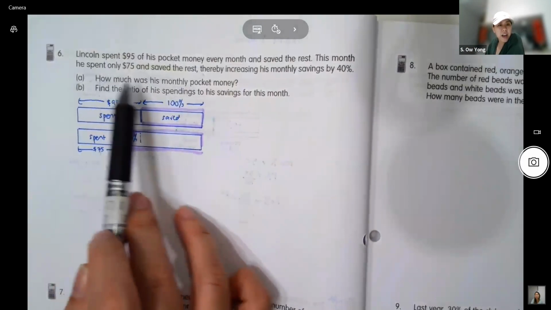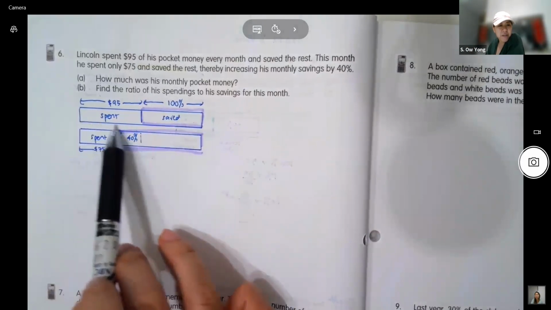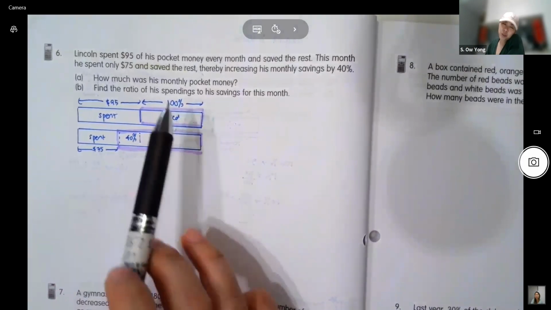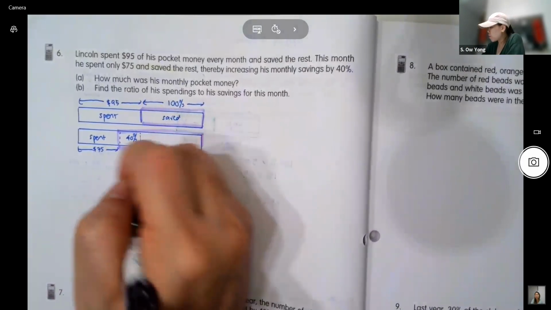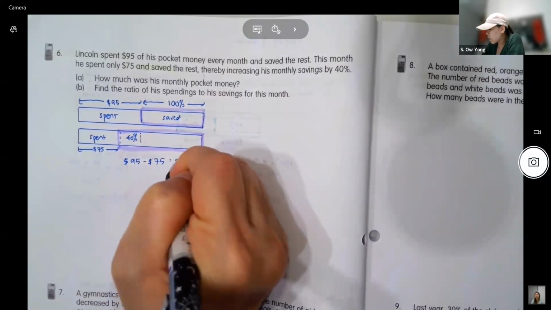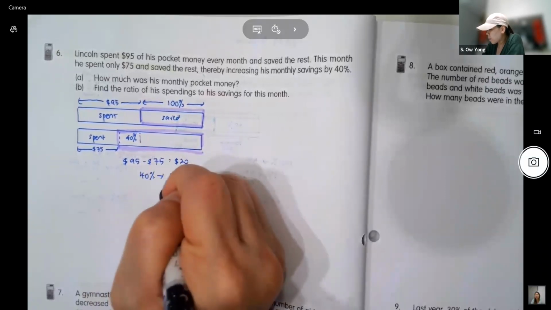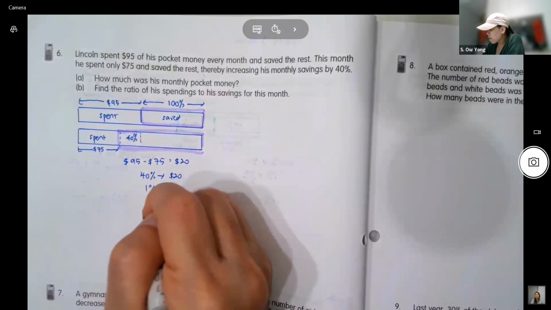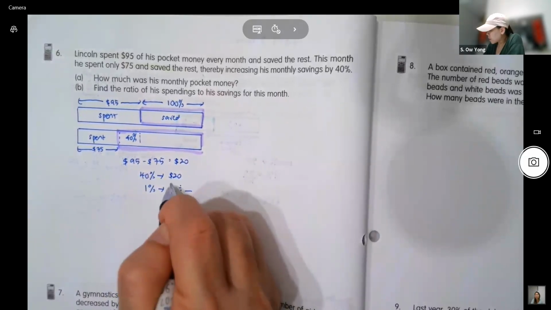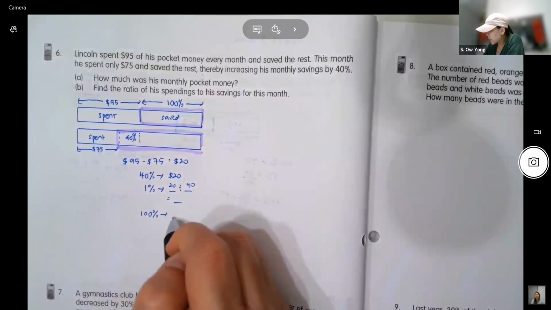So they say part A, how much is the pocket money, meaning everything, spending and saving? Even if you use the top model or the bottom model, you will still get the same answer. So at least you know, oh, $95 minus $75 equal $20. 40% arrow 20. Find 1%. This 20 divided by 40. Find 100%. Then you will get the savings.